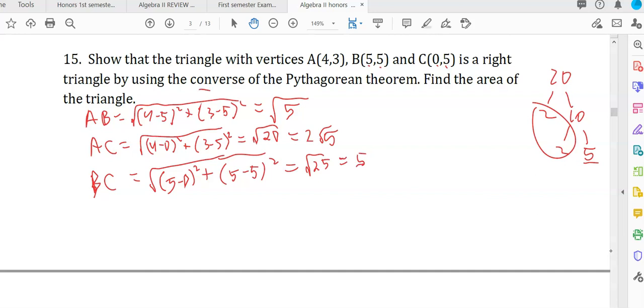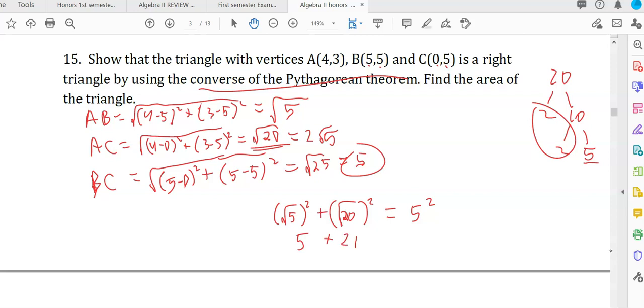So using the converse of the Pythagorean theorem, I'm going to say this looks like the biggest side, so I'm going to say square root of 5 squared plus, I'm going to use this instead, I think it's just going to be easier here, square root of 20, there's a 20 there, squared, should equal 5 squared, right? The longest side is that one. So that would be 5 plus 20 equals 25. That's true. Yes, we have proved.